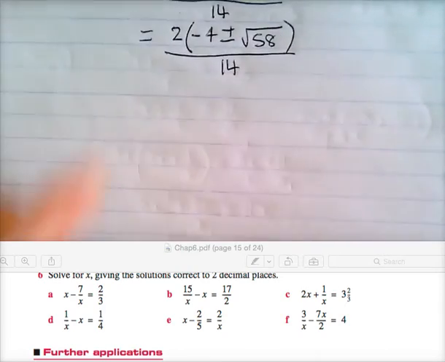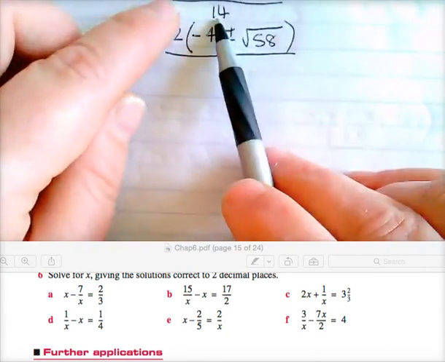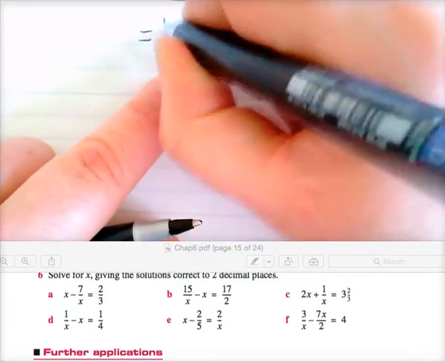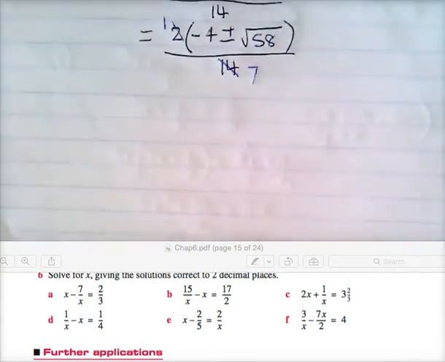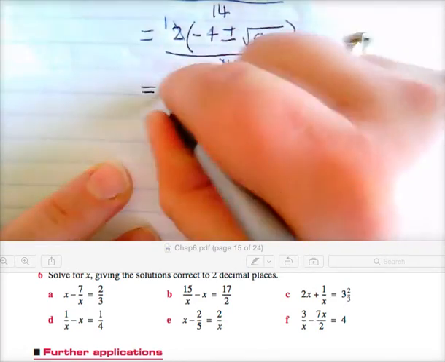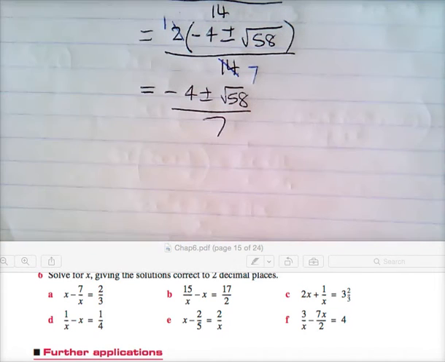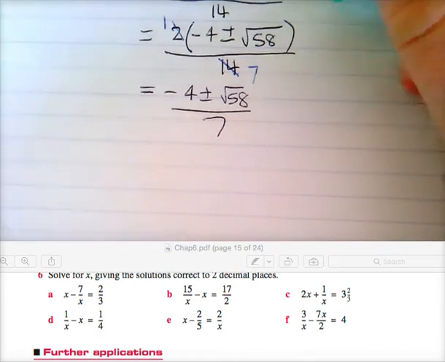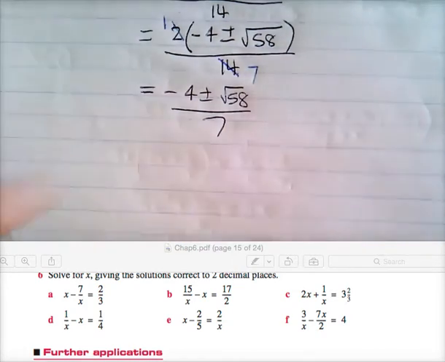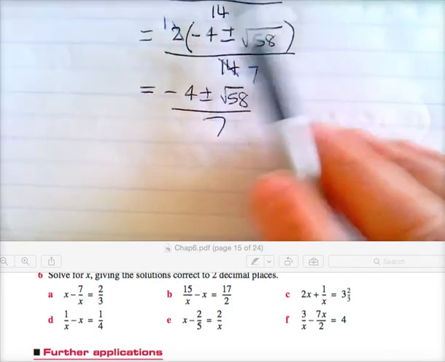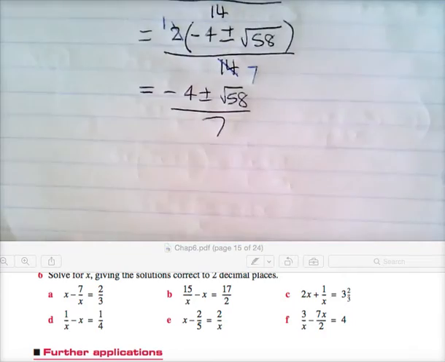The other thing is to notice that they're all even. You can pull out 2 as a common factor from the numerator and say 2 goes into 14 7 times, and you're left with negative 4 plus or minus root 58 over 7. Now, I don't do it that way anymore. The other way is to come across here and say all these whole number bits, not the third bits, are all even.